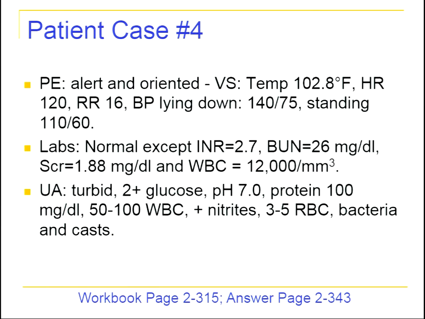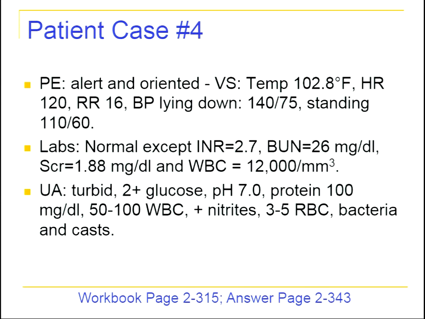She's alert and oriented, with an elevated temperature of 102.8, a heart rate of 120, a respiratory rate of 16, and she has some orthostasis going on as well. Her labs are normal except her INR is 2.7, but remember she's on warfarin, and her creatinine is somewhat elevated and her white count is at the upper end of normal. On UA, she has turbid urine. She's also spilling glucose into her urine, which is more of a sign of her diabetes rather than the urinary tract infection, but the protein as well.